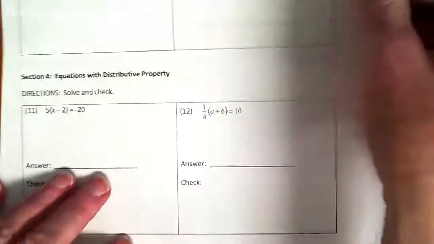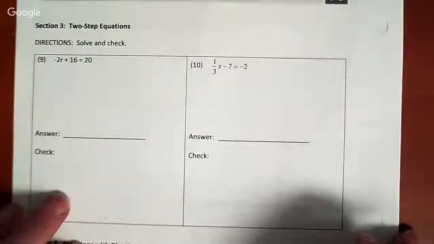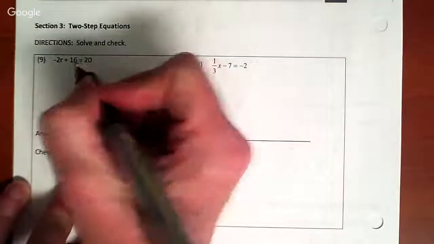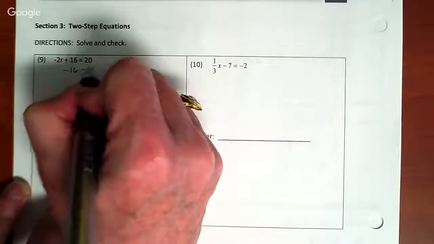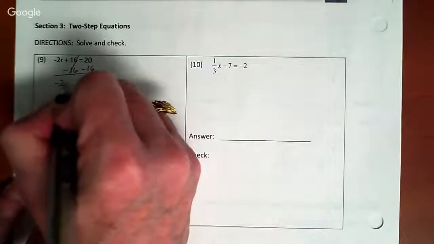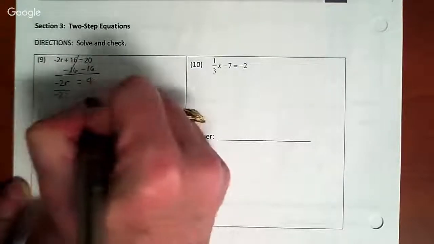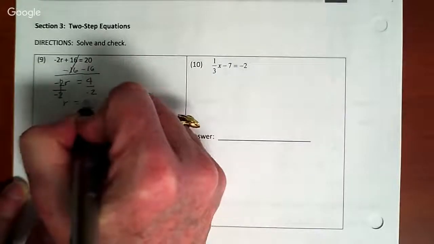So next, we have our two-step equations. And our first one is 2r plus 16 equals 20. So the first step that we do is all adding and subtracting. So I'm going to subtract 16 from both sides. So I have negative 2r equals 4. Divide both sides by negative 2. And I have r equals negative 2.